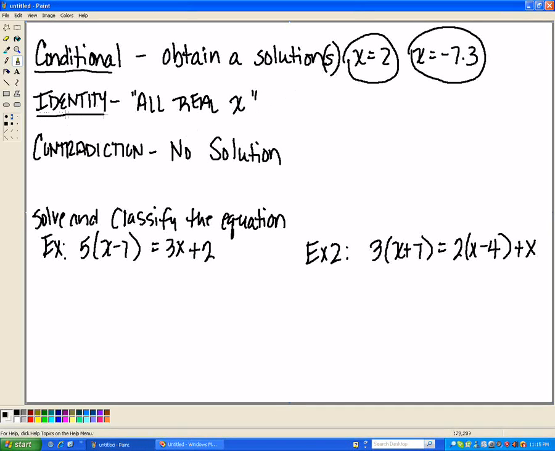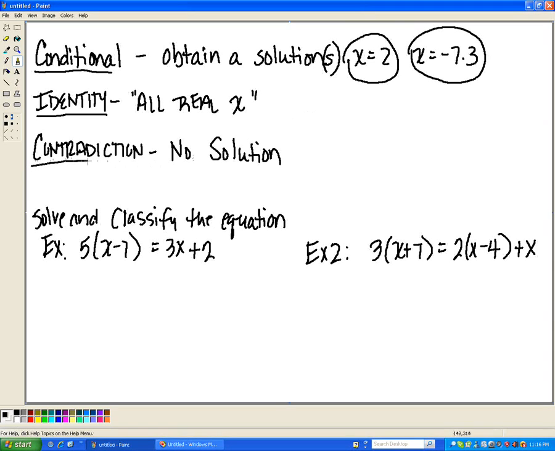An identity is when all real x is the solution. And remember that that means that any value of x we can think of in the real numbers is going to be a solution to the problem. And typically we end up with our left-hand side equal to our right-hand side.